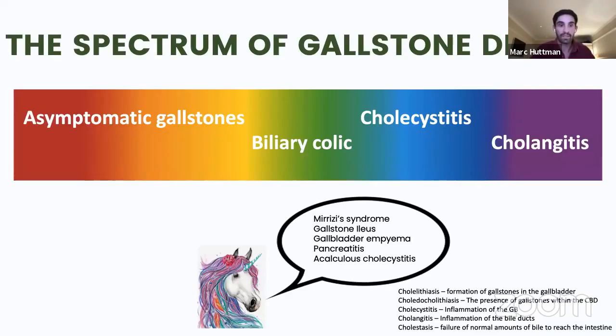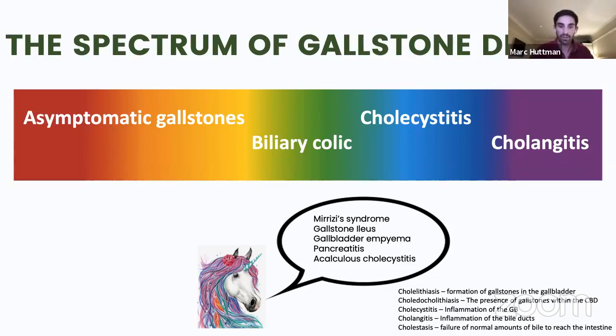We're going to go through the differences between all of the different gallstone presentations. And there's a spectrum, and it goes from asymptomatic gallstones through to cholangitis across biliary colic and cholecystitis. A few definitions. You have cholelithiasis, which is gallstones in the gallbladder. So that's just the presence of gallstones in the gallbladder.